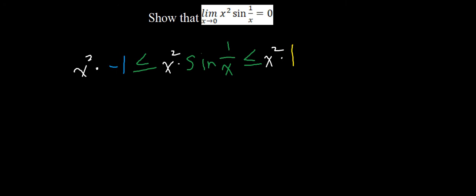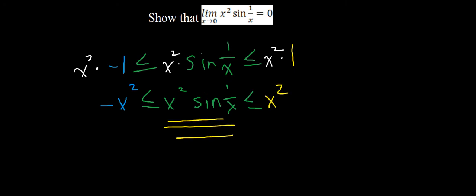So now let's simplify this inequality. What are we going to end up getting? Well, we're going to end up with -x squared is less than or equal to x squared times the sine of 1 over x. There's our original function, which is less than or equal to x squared. So there's our original function right there in the middle. Well, that's good. We might be able to use the squeeze theorem.